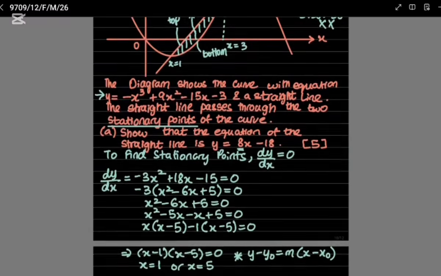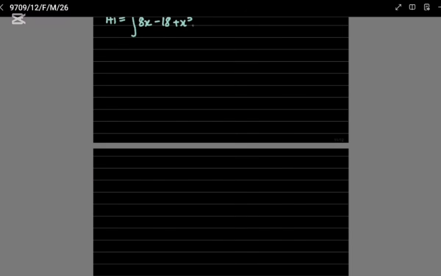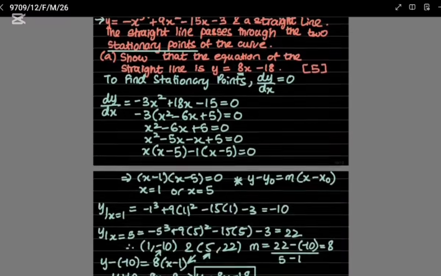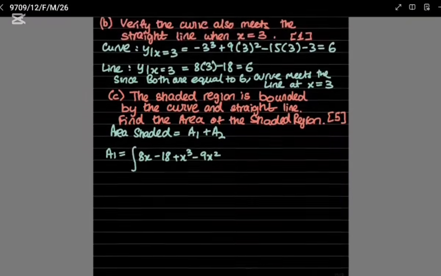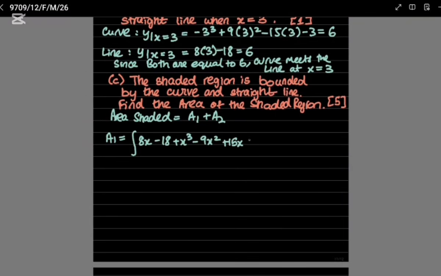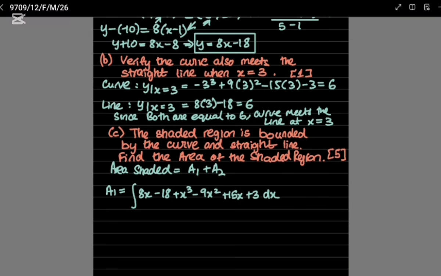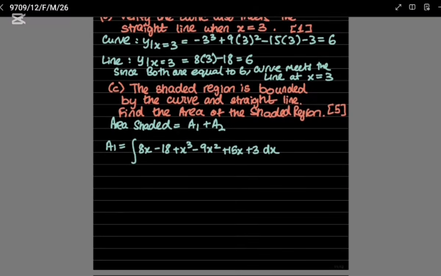Plus x cubed, minus 9x squared, and plus 15x plus 3. I switched the sign because it was minus, so minus, you know that it changes the sign. Okay, I didn't want to waste time, that's why I did it quickly. Now this could be further written as x cubed minus 9x squared, 8x plus 15x is 23x, minus 18 plus 3 is minus 15, not plus, minus 15 dx.